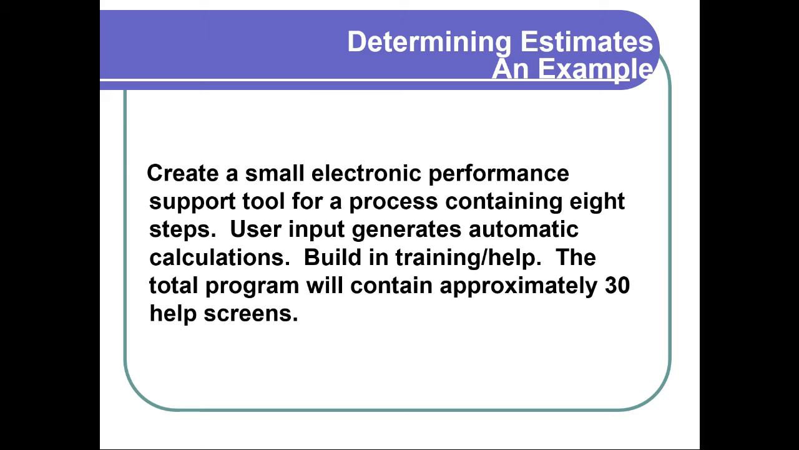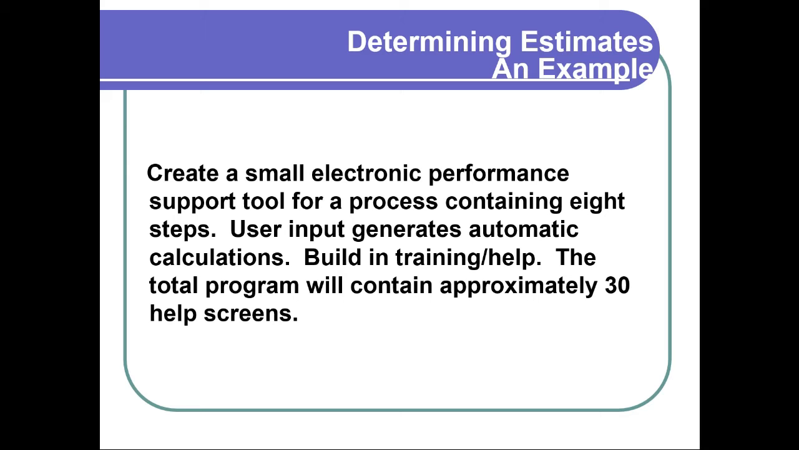So let's say that your company is asked to create a small electronic performance support tool for a process that has maybe 8 steps. And the user input generates automatic calculations. So maybe I'm calculating interest, or maybe I'm calculating the number of hours it's going to take to develop something like that. I want some built-in training to walk me through because it's performance support. And I think it'll take about 30 help screens. I'm not sure, but I think this whole thing will be maybe 30 screens.